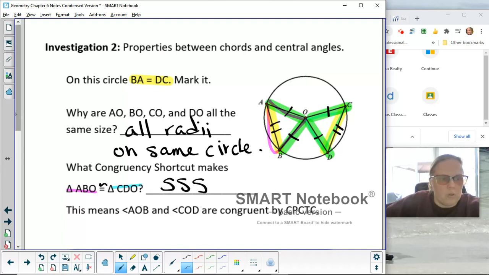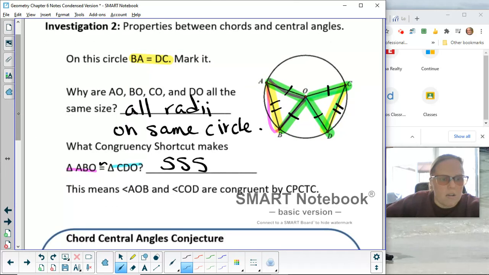When we have two congruent triangles, it automatically means all of their other parts match up, because corresponding parts of congruent triangles are congruent. So the corner AOB and the corner COD will be the same size, even though they're not vertical angles in this case.